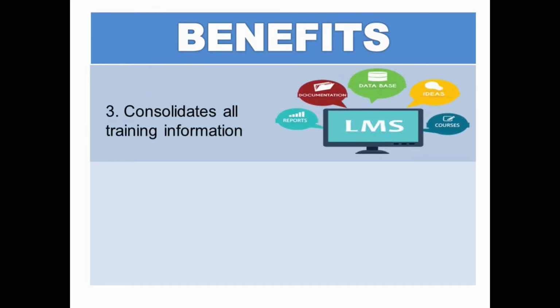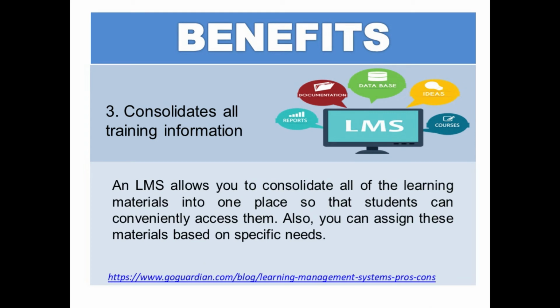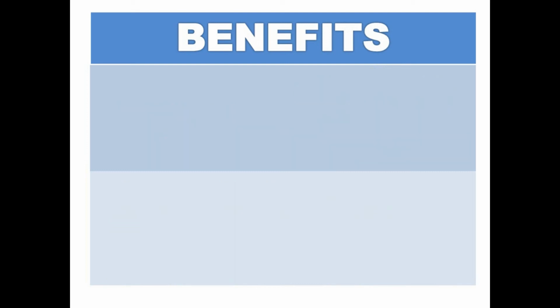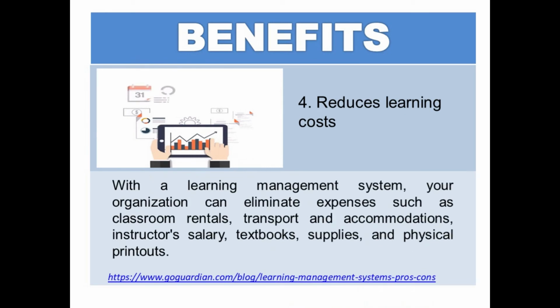LMS consolidates all training information. An LMS allows you to consolidate all of the learning materials into one place so that students can conveniently access them. Also, you can assign these materials based on specific needs. LMS reduces learning costs. With a learning management system, your organization can eliminate expenses such as classroom rentals, transport and accommodations, instructor salary, textbooks, supplies, and physical printouts.